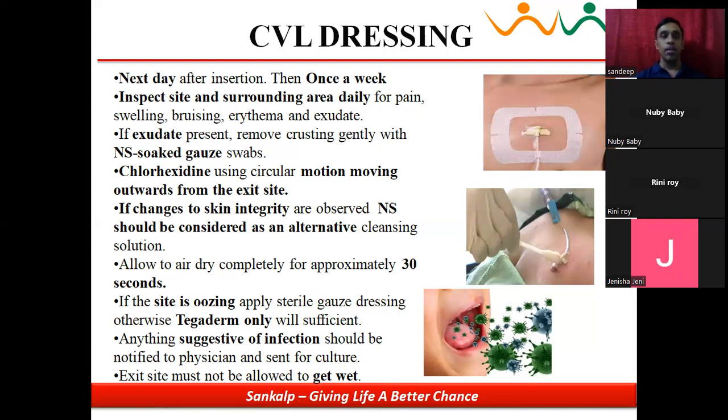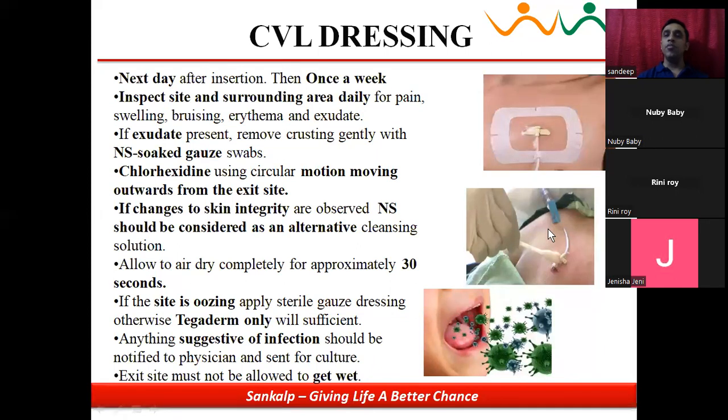And the next part is, after cleaning this area, we have to allow it to dry for at least 30 seconds. Hurriedly, we should not try to blow with our mouth, because in our mouth a lot of bacteria are there. If you blow, all that bacteria will enter this area. So allow 30 seconds. Only after 30 seconds does the chlorhexidine start working. If moisture is there when you apply the dressing, infection is going to grow in that area. So the area has to be completely dry. Then only we have to apply the dressing.